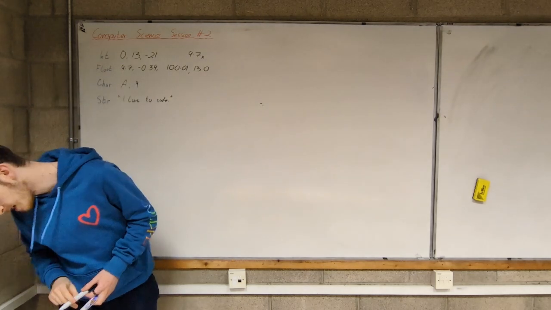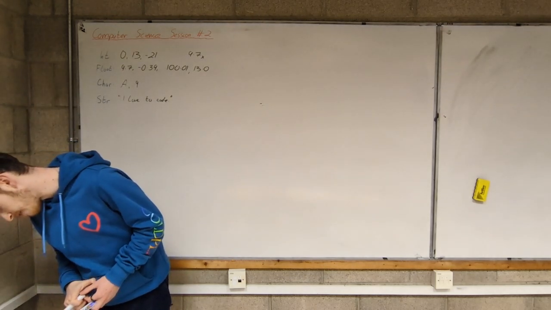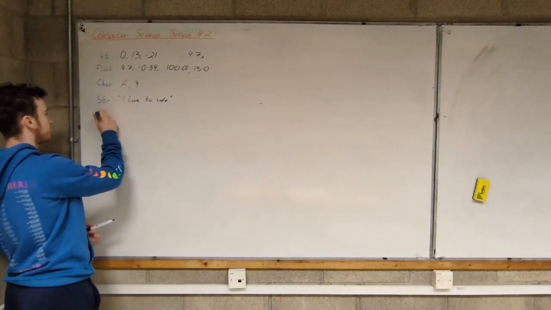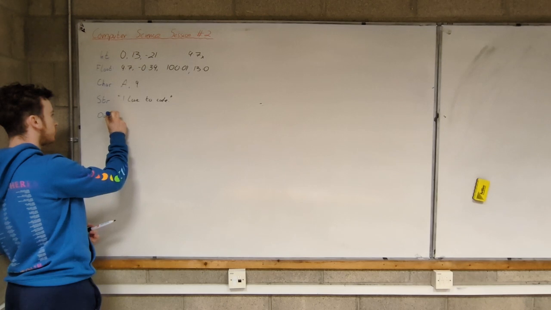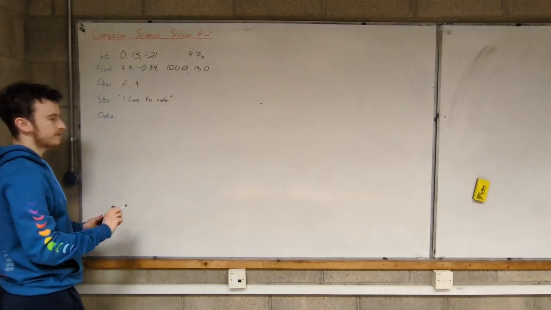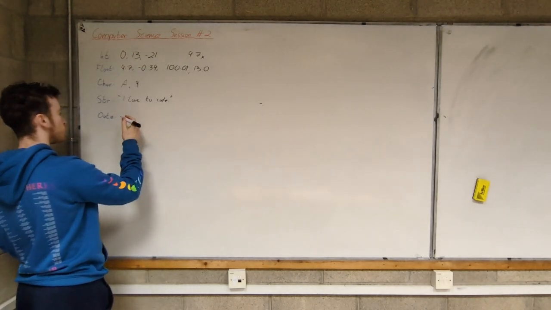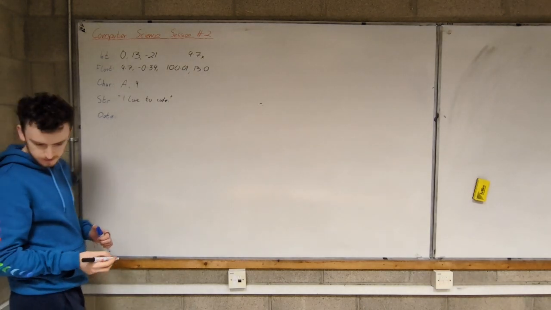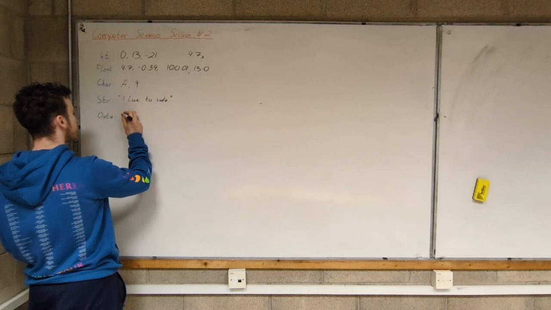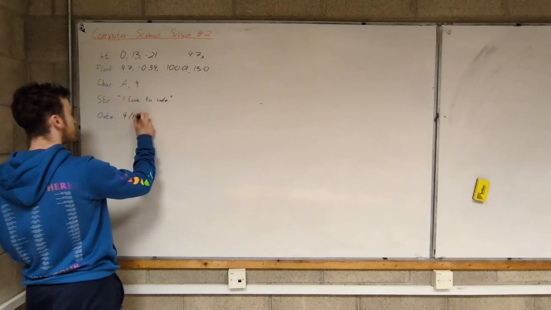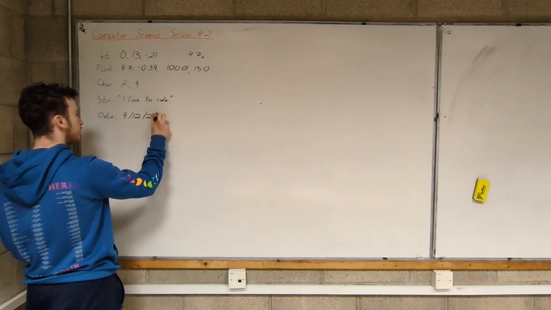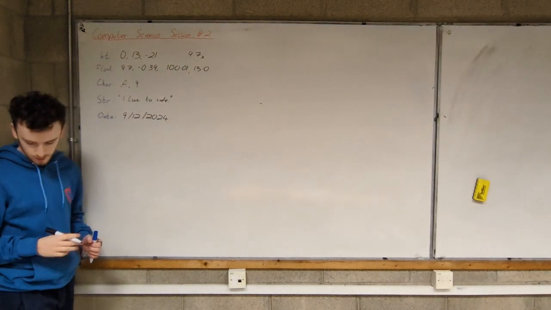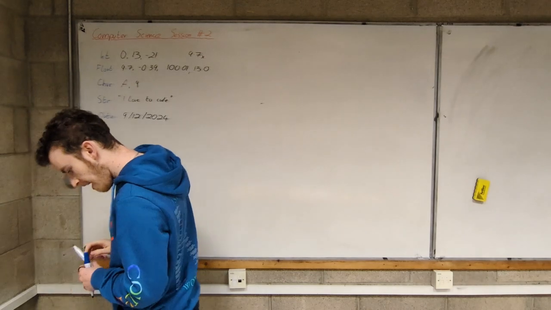Okay? Next up then we have dates. So a date is literally just as it is in real life, it's a date. So if we go with today's date, which is the 9th of the 12th, 2024. Date. No further explanations needed there.